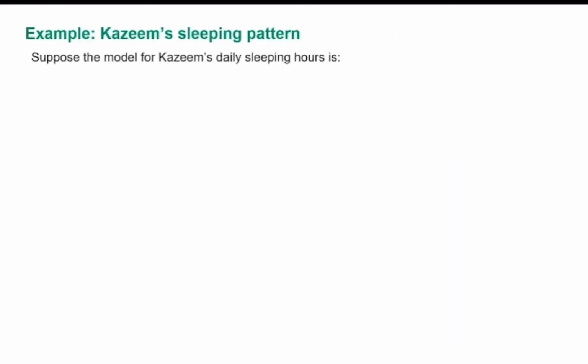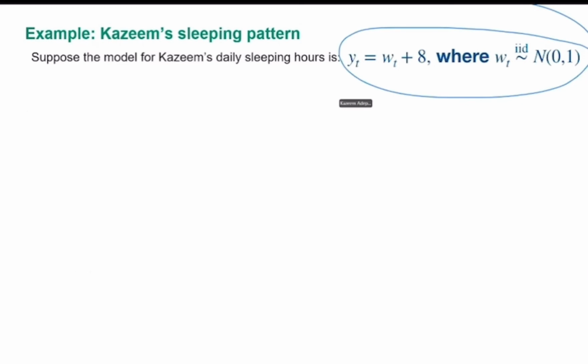Now I'm going to give you a practical example, and this practical example is going to center on Kazim's sleeping pattern. I'm your professor, and I want to talk about my sleeping pattern now. Suppose the model for Kazim's daily sleeping hours is actually this. What am I trying to say? It's a white noise. That's what I mean. It is YT equal to WT plus 8, where 8 is a constant and WT is from a normal distribution with mean 0 and variance 1.